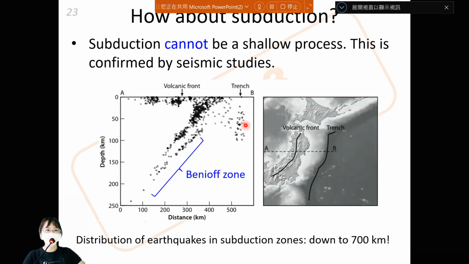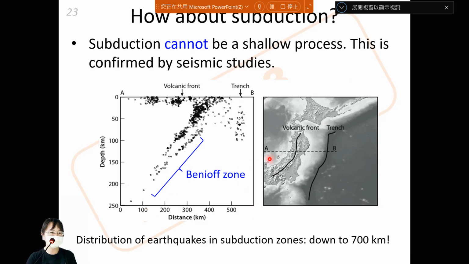How about the subduction zone? Subduction cannot be a shallow process. This is confirmed by seismic study. Every time an earthquake happens, the observatories around the globe will try to position the epicenter. They will not just provide the coordinates, they will always provide the depths. You can collect all the data, and you can map the epicenters.